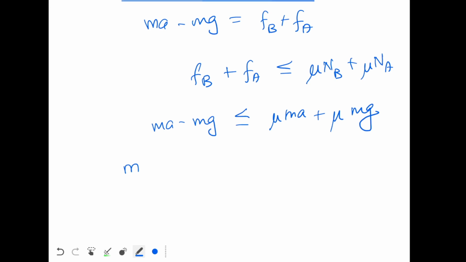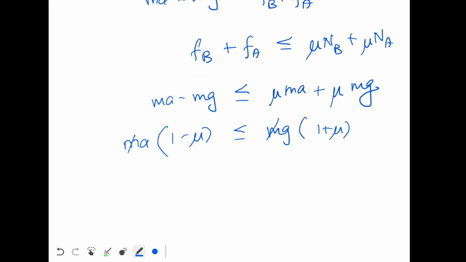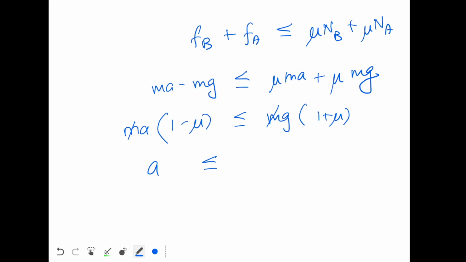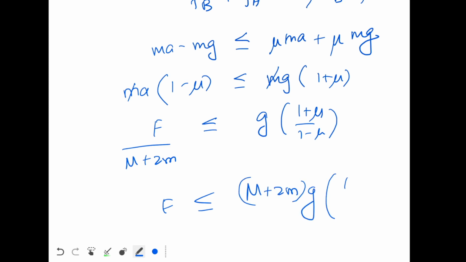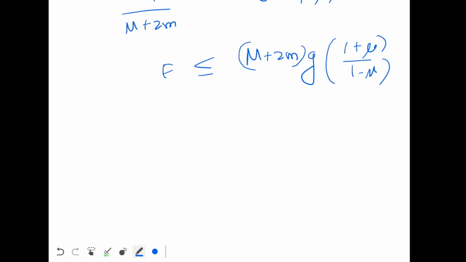So now I get ma (1 minus mu) should be less than or equal to mg (1 plus mu). So m will cancel out. So a will be less than or equal to g times (1 plus mu) by (1 minus mu). And a is F by (m plus 2m). So F should be less than or equal to (m plus 2m) into g (1 plus mu) by (1 minus mu). On both sides we got the same thing.